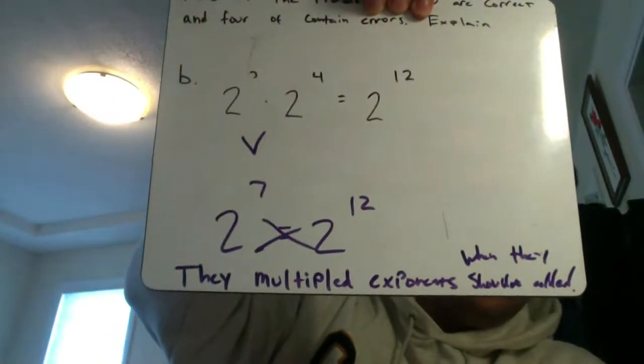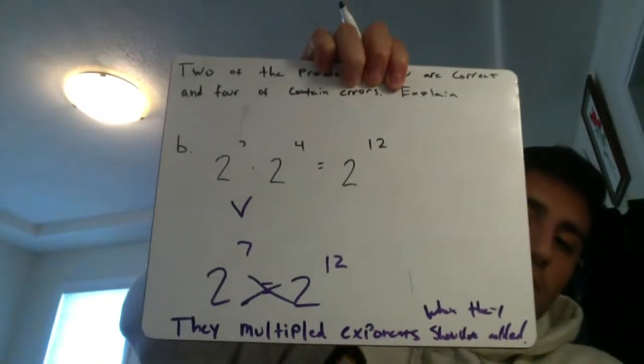They multiplied their exponents when they should have added them. Can I move on to C?